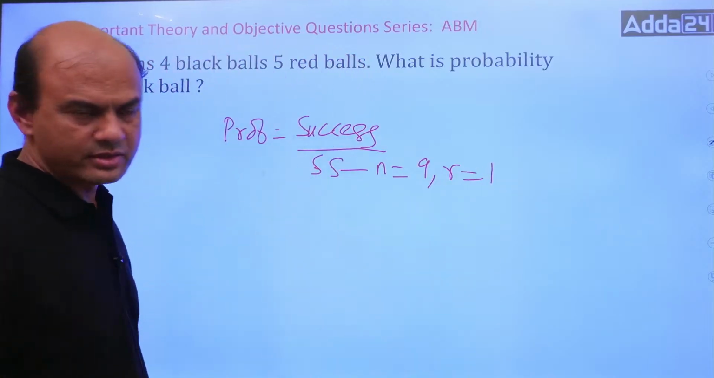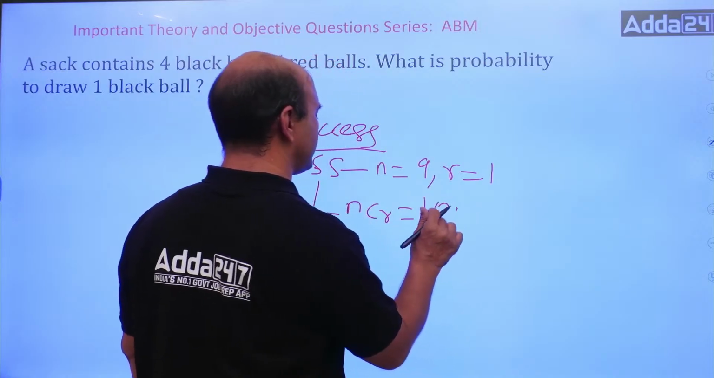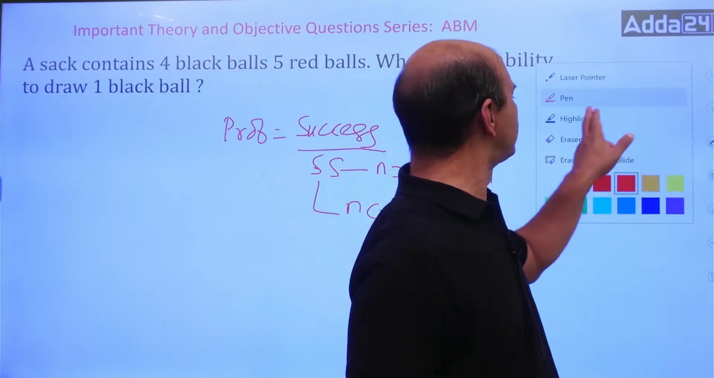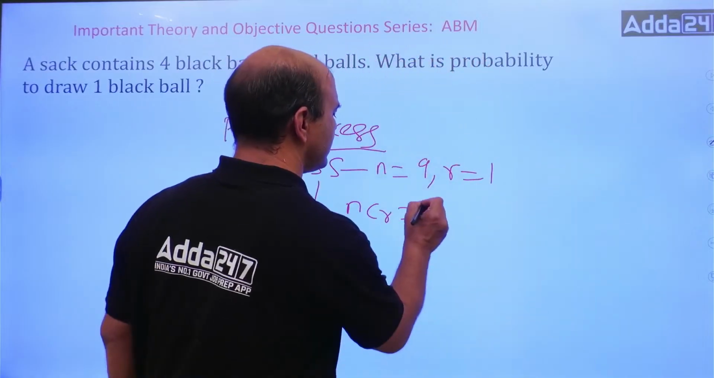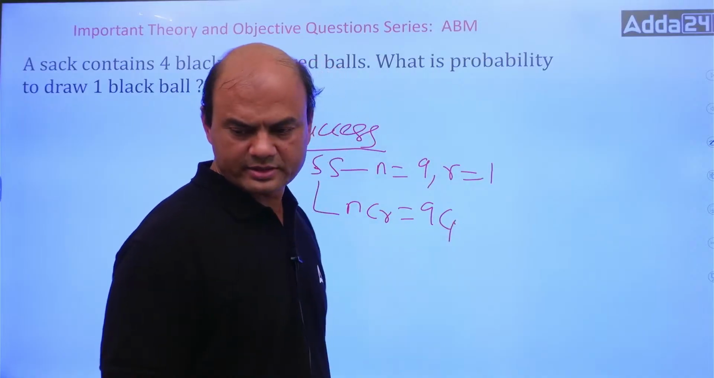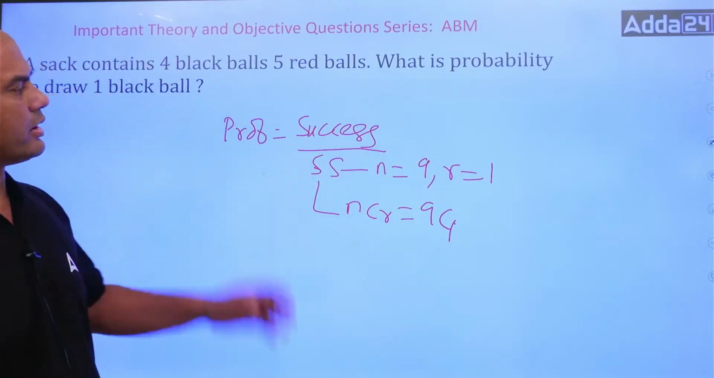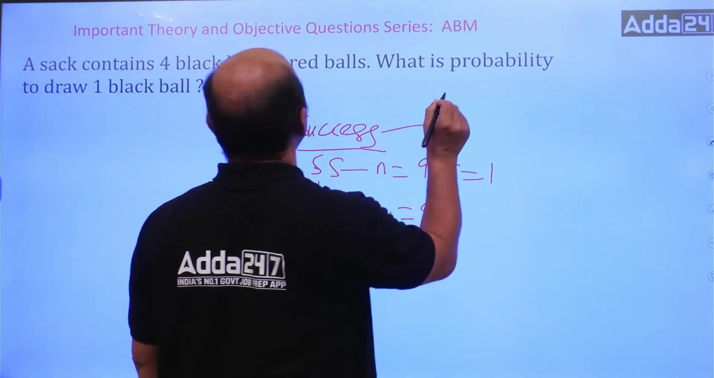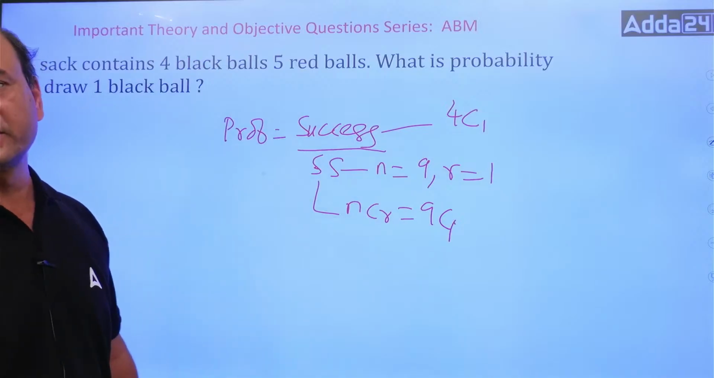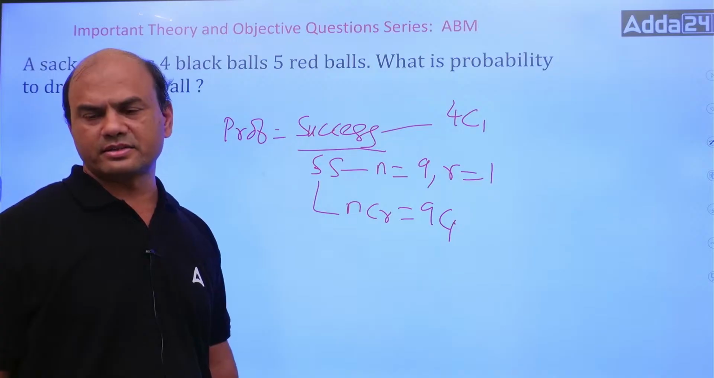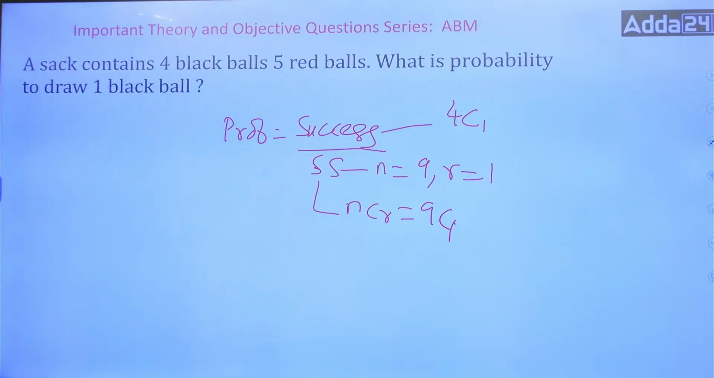So you got NCR for this. Find out NCR. It is 9C1. Now what about the numerator, the success? You want to select 1 black ball. How many black balls are there? 4. So 4C1 divided by 9C1. Solve this, everyone. It's a simple one. Get the answer.